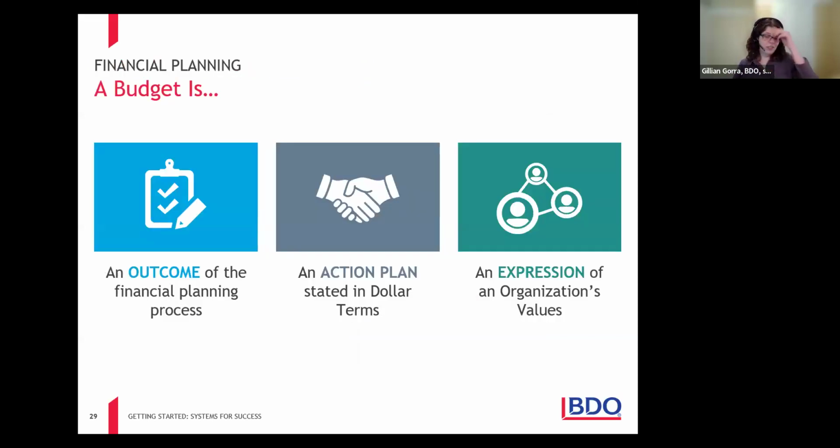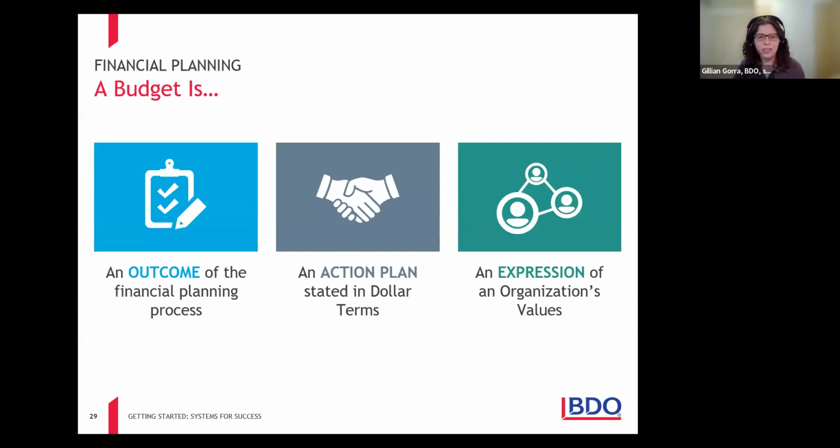All right, so what is a budget? Again, this seems like it might be obvious, but I do like to say some of these things out loud. Of course, a budget is the outcome of our financial planning process. We go through a process, we end up with a financial plan. And that's what it is. It's our action plan stated in dollar terms.